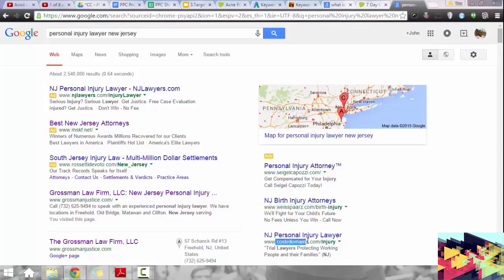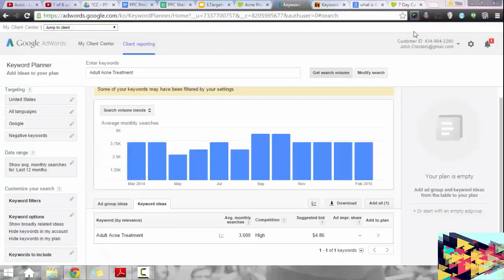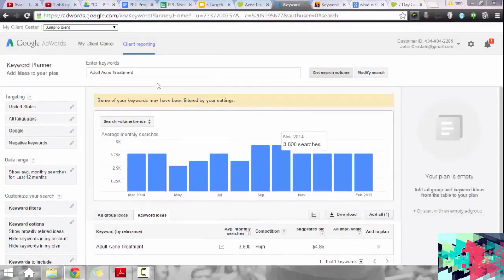If I say, I know these guys, I hate these guys, or these guys are a big firm, I want to be like them, you know, or Siegel and Capozzi. If you are seeing your competitors show up, then you know you're in the right arena. It's just common sense. That's one way. Another way is just knowing this is what you do. There are a lot of different ways, but in this case, adult acne treatment, we know that works. So we have adult acne treatment.